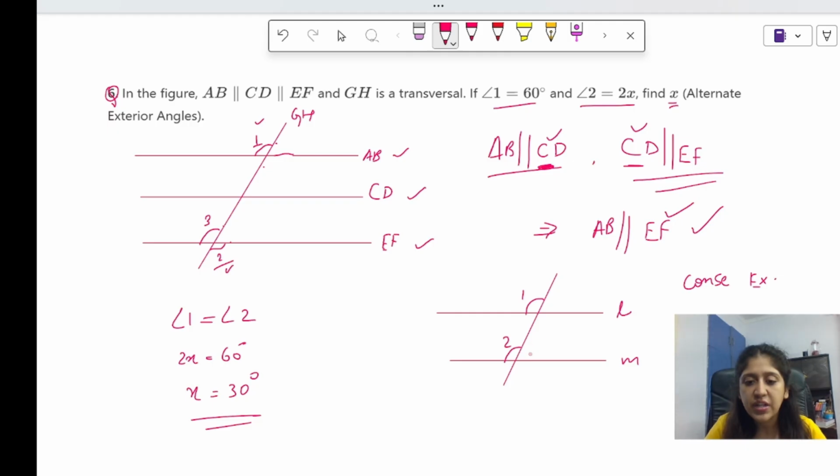Now, if I had, for example, angle 1 and angle over here 3. So angle 1 and angle 3 are alternate exterior. ठीक है, so these are मैं exterior के आपको revise करवाना चाह रही थी, consecutive exterior and alternate exterior. I hope the concept is clear.